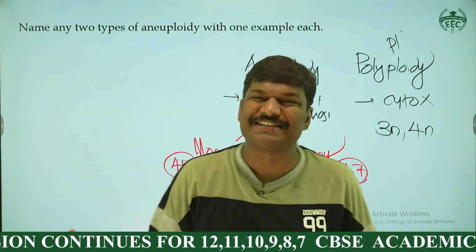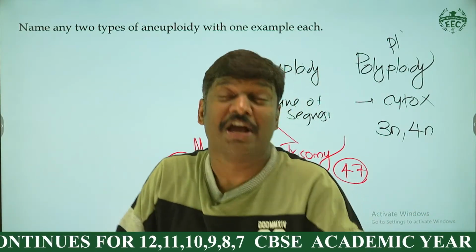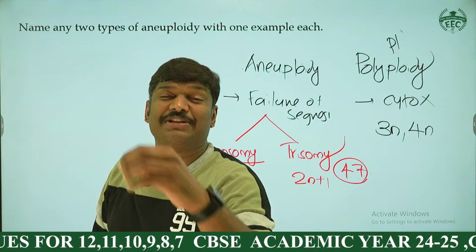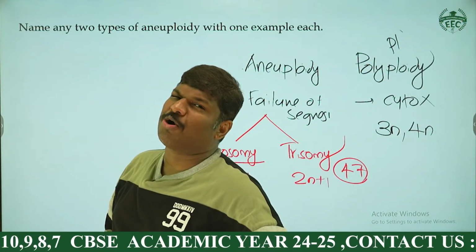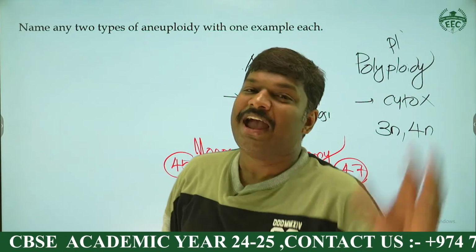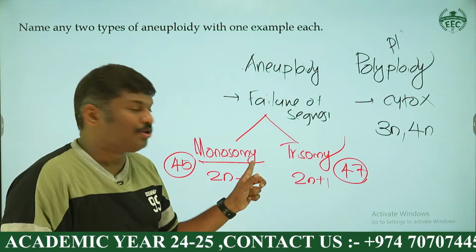If your chromosome number is 46, there are no chromosomal disorders. Chromosomal disorders are either due to the deletion of one chromosome or due to the addition of one chromosome. Deletion is called monosomy, addition is called trisomy. And here you can see what we call monosomy and trisomy.